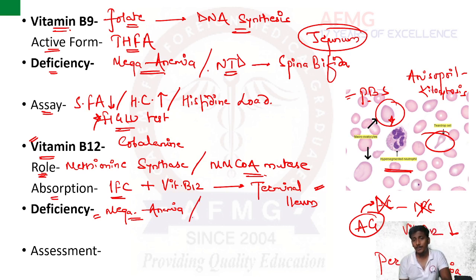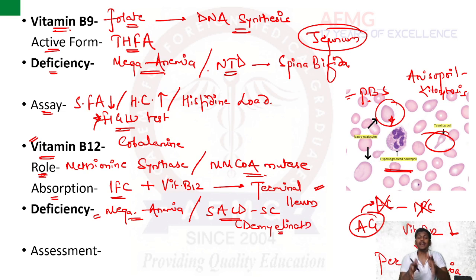Along with that, there is a very important condition. In long-term vitamin B12 deficiency, usually in vegans, there can be subacute combined degeneration of the spinal cord, where there is demyelination of the spinocerebellar tract as well as demyelination of the pyramidal tract as well as demyelination of the posterior column of the spinal cord. Therefore it can lead to demyelinating neuropathy. This is called subacute combined degeneration of the spinal cord. This is important as well.